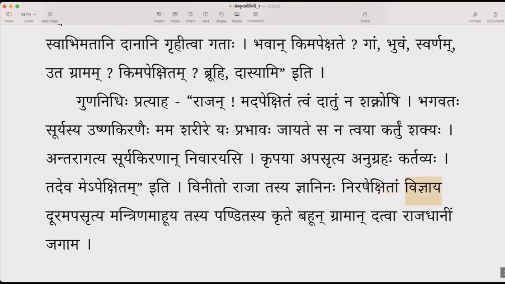So having known this quality of the pandit, tasya jnaninaha vijnaya, having known. Nirapekshita is a feature of vairagyam, we can say so, right? So it is basically yes. Vijnaya is vijnaha, vijnaya, vijna. No, no. Jnadatoho lyap, lyabanta.